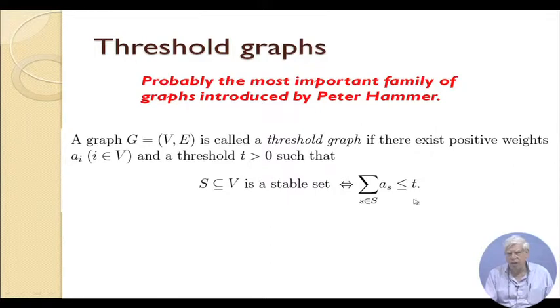And if you sum the weights and you get a number that is beyond the threshold, it is not a stable set. So you can think of many directions, this is sort of like a hyperplane that cuts across n space. And the characteristic vectors for a stable set will be below the hyperplane, and the characteristic vectors for the non-stable sets will be above it.